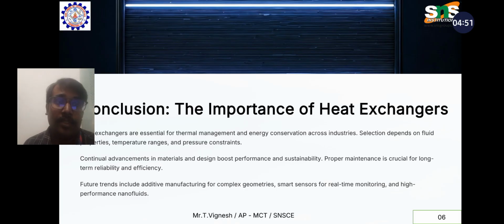Continual advancements in materials and design boost performance and sustainability. Proper maintenance is crucial for long term reliability and efficiency. Even though in heat exchangers we are continuously supplying the fluids, we need proper maintenance, removing dust particles. These are the things we need to do in order to keep the efficiency going. Future trends include additive manufacturing for complex geometries, smart sensors for real-time monitoring, and high performance nanofluids, which will be implemented in heat exchangers in order to increase their efficiency.